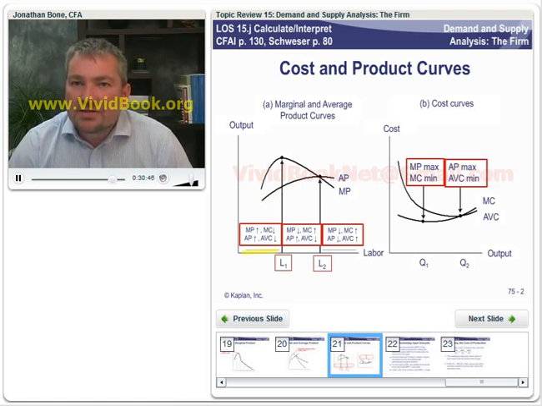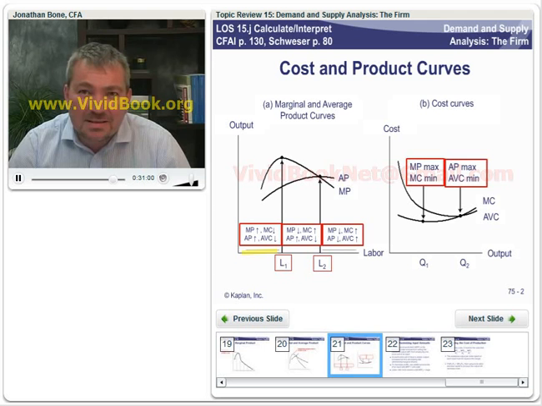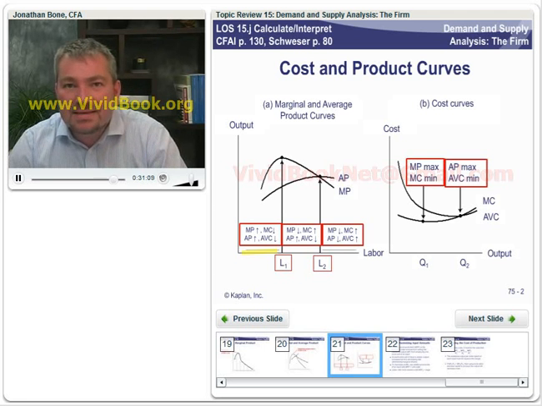Okay, now that is true. Notice as well, when we turn our attention to the cost curves, that in the same scenario, when marginal product is maximized, marginal cost, the cost of producing one extra unit, is minimized. So again, the key point is this point here, actually I think I'll do it in red, this point here is linked to minimizing the marginal cost here.